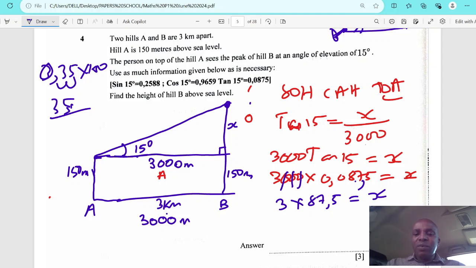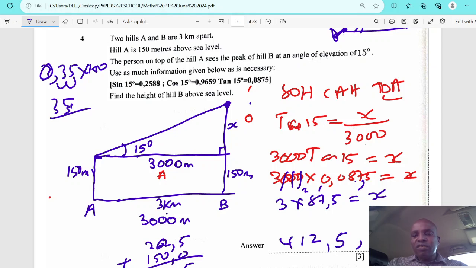Then 3 times 5 is 15, 5 carry 1. 3 times 7 is 21, 22, 2 carry 2. 3 times 8 is 24, 26. Then comma. So 262.5. That's X. Then I add 150 to find the total. 5, 2, 1 carry 1, 4. So it's 412.5, right? So that's the answer done.